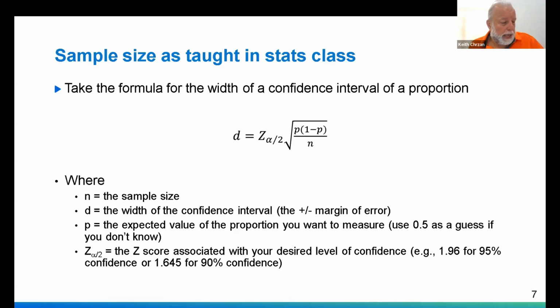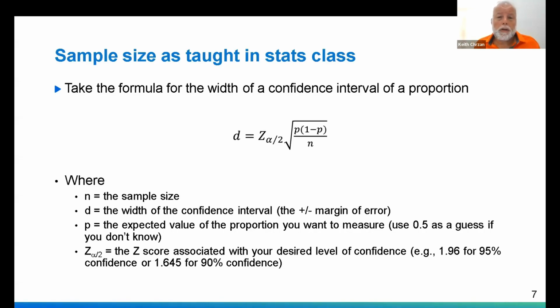After your stats professor taught you about confidence intervals, there was a little section about sample size. If you take this formula here, this is the formula for the width of a confidence interval. The width of that confidence interval is a function of the z value associated with your type 1 error rate alpha. The other entities in this equation are n, your sample size, and p, your expected probability. If we're talking about a proportion, this is the formula for the width of a confidence interval of a proportion. Nothing should be too strange there.